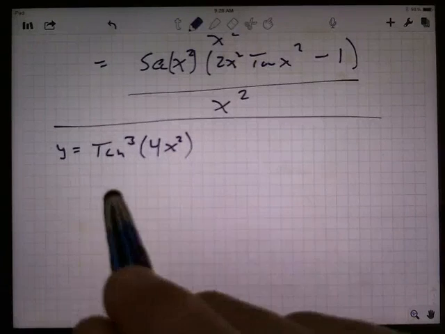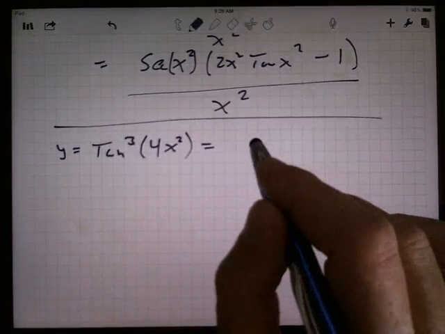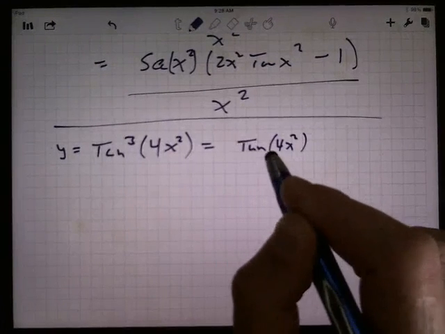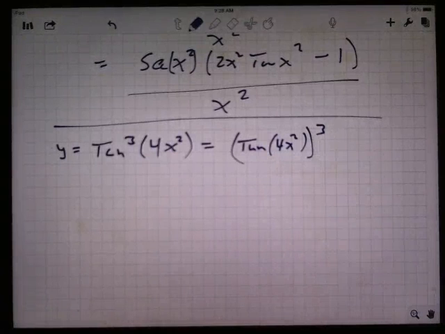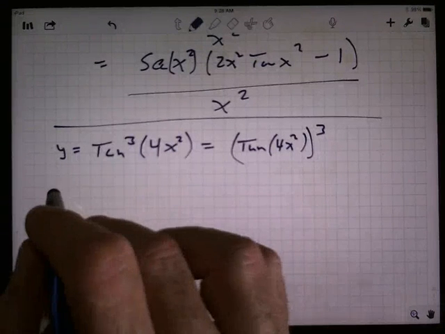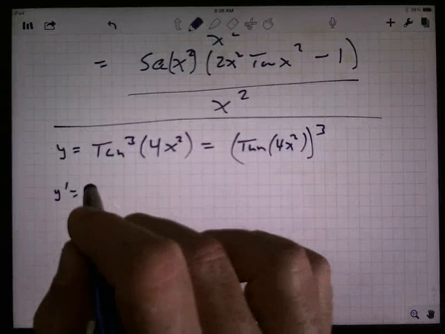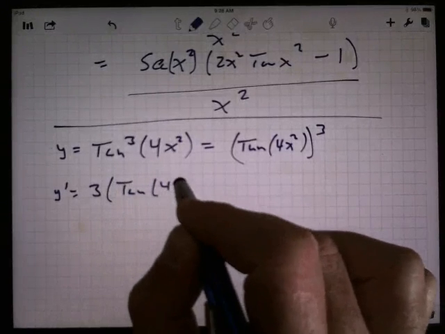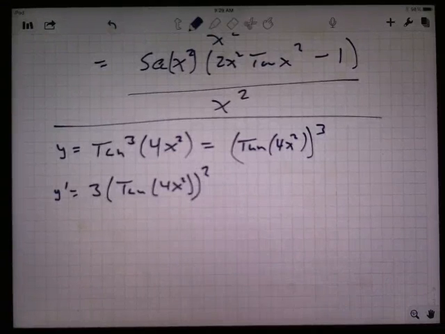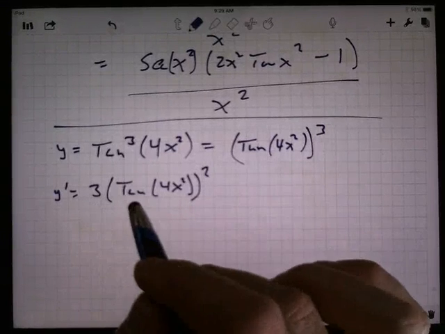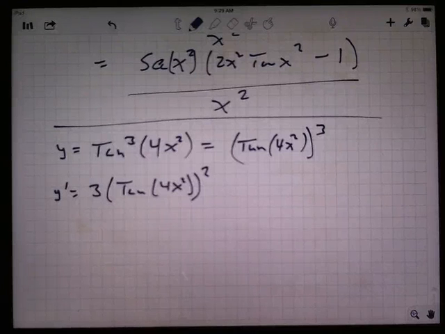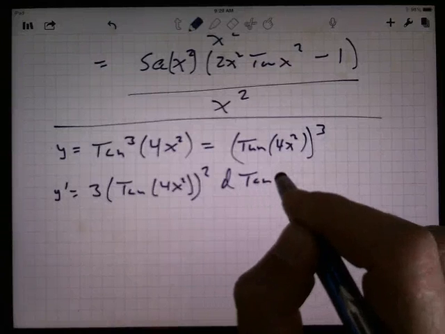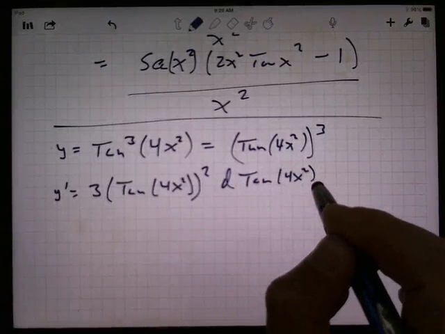What does this mean? Literally, what does that mean? It means you're going to take 4x squared, take the tangent of that, and cube the result, right? This is something cubed. So when I take the derivative, this is going to be 3 times whatever this thing is inside. Don't mess with the inside. And square it, right? So that's just the power rule. 3 times that thing squared. Then the chain rule says times the derivative of the inside. So I need the derivative of the tangent of 4x squared dx.